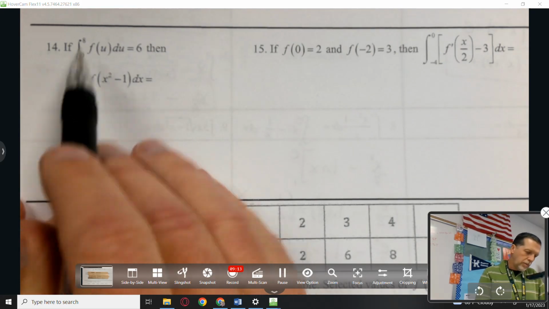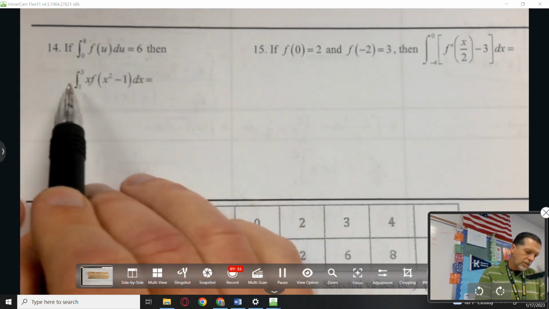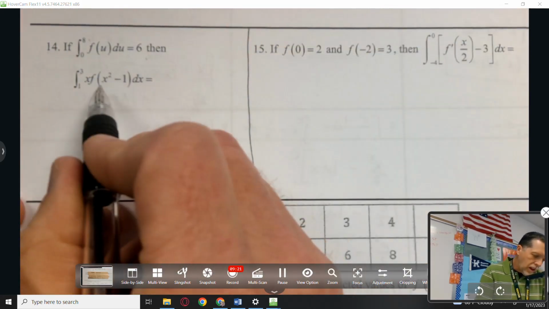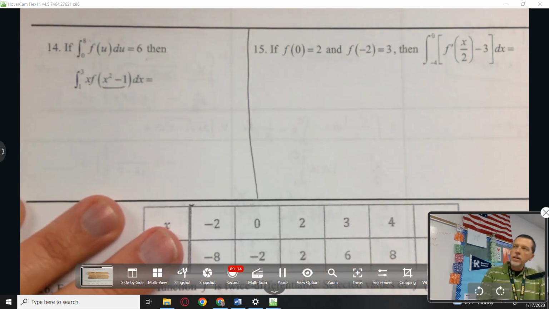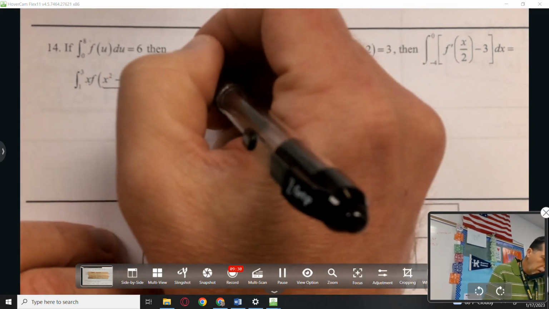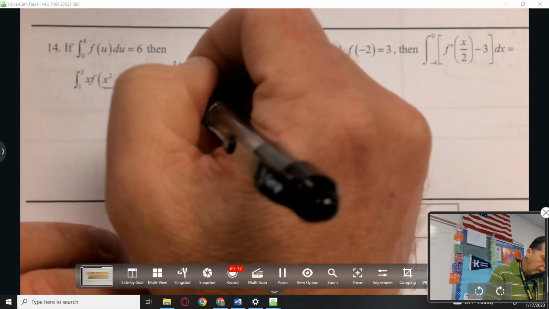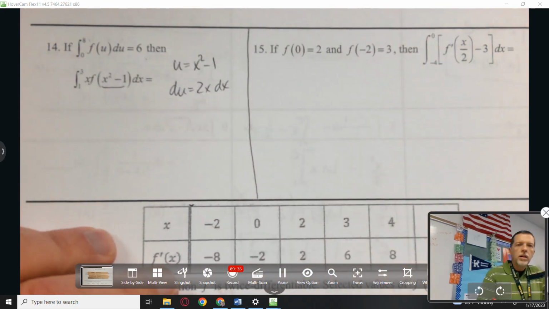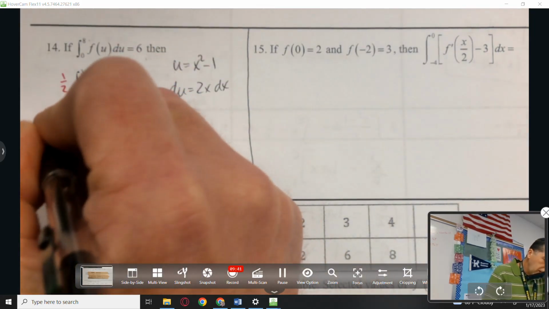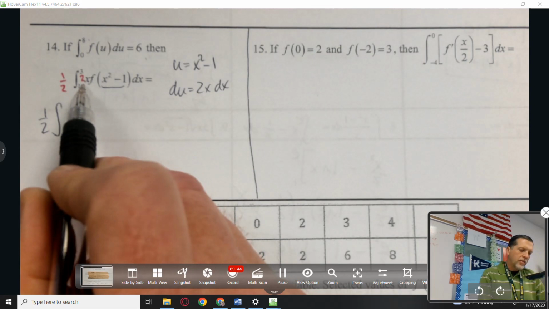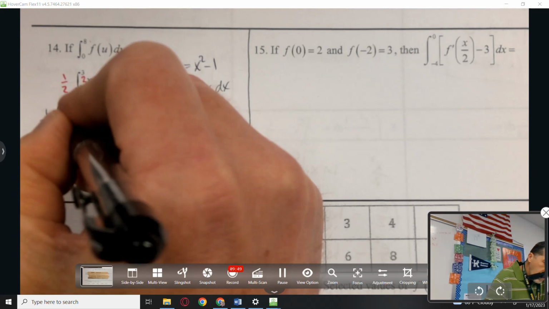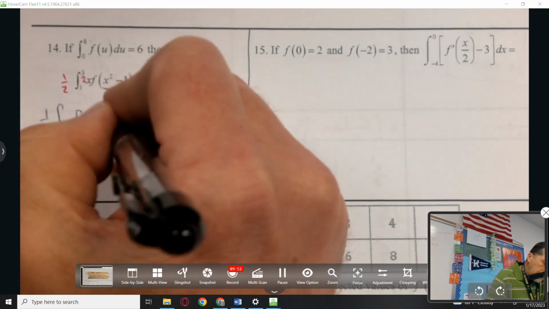If the antiderivative from 0 to 8 of f of u is 6, then what's this? What the heck is that? Well, I think if I let u be the argument of f, then du will be 2x, so at least I'll be on the right path, I think. So I can put a 2 and a 1/2. So 1/2 antiderivative. I need to be careful, not from 1 to 3 anymore. Those are x values, and I'm switching to u values. So f of u du.